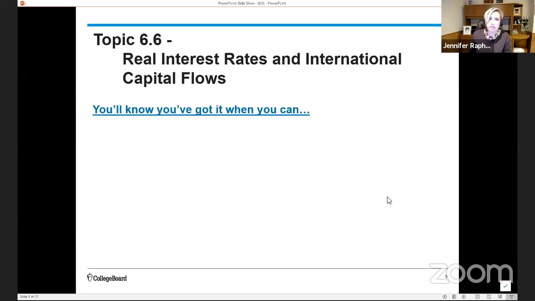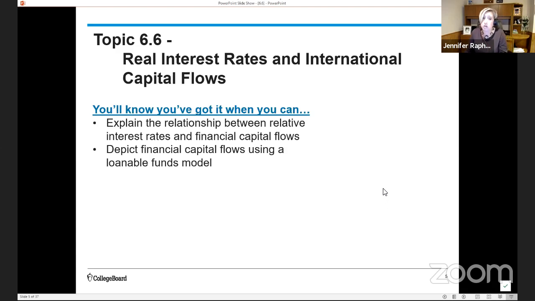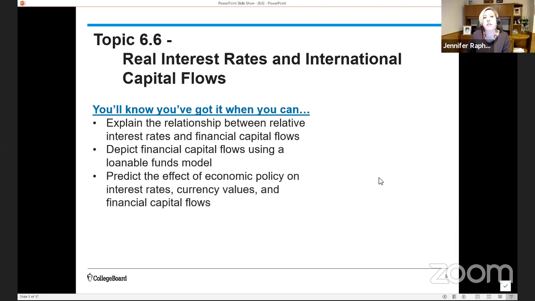So by the end of this lesson, you'll know that you've got it and you're ready if you can do the following things. You want to be able to explain the relationship between relative interest rates and financial capital flows. You also want to be able to depict financial capital flows using a loanable funds model. That's really the newest thing for this evening. And finally, you want to be able to predict the effect of economic policy on interest rates, which will subsequently affect currency values and financial capital flows.